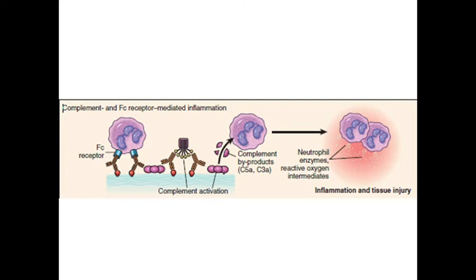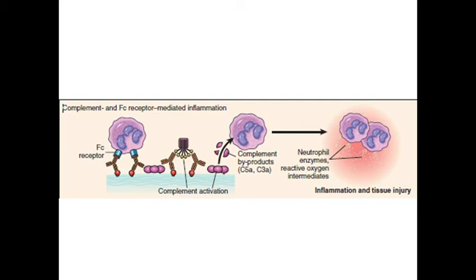Now let us see some examples of type 2 hypersensitivity reaction. One is transfusion reaction. Preformed antibodies against the incompatible red cells lead to hemolysis, that is transfusion reaction. Autoimmune hemolytic anemia: autoantibodies are produced against the red cells leading to lysis of the cells, hemolysis. This is an example of type 2 hypersensitivity reaction.